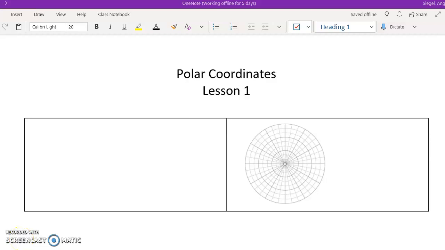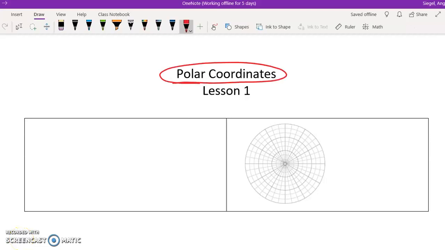Hey guys, this last week we're going to be talking about polar coordinates, and this is a completely different way of thinking from what we've been doing, but there's a definite connection. So let's go ahead and talk about that.